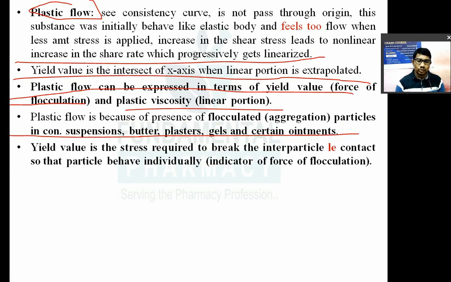याद रखना है उसको. क्वेश्चन आता है: yield value is nothing but the stress required to break the interparticular contact so that the particles behave individually.